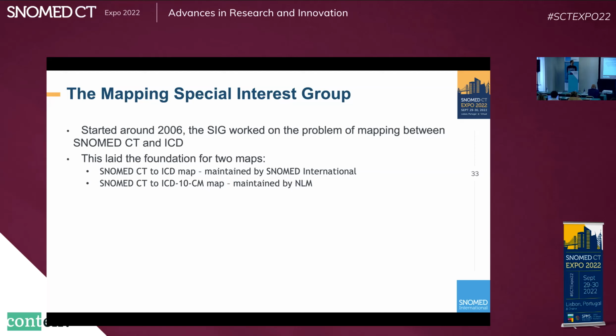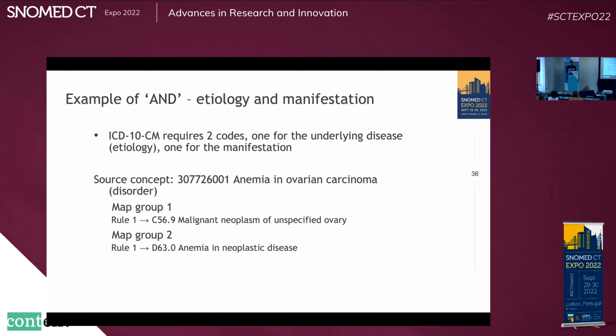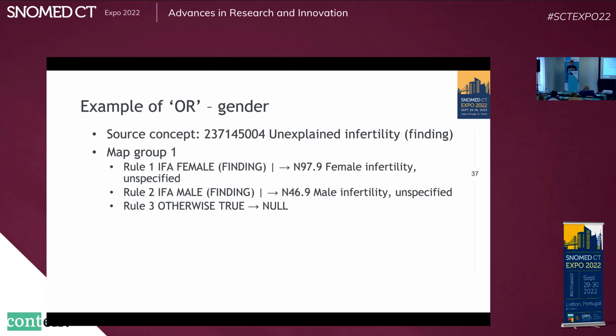The AND example is the etiology and manifestation case, like anemia in ovarian cancer. You need 2 ICD codes to cover the full meaning. So this is an AND situation. Now the OR example, like gender. For example, unexplained infertility in SNOMED. Depending on whether the patient is male or female, you can have different codes. So this is an OR situation.